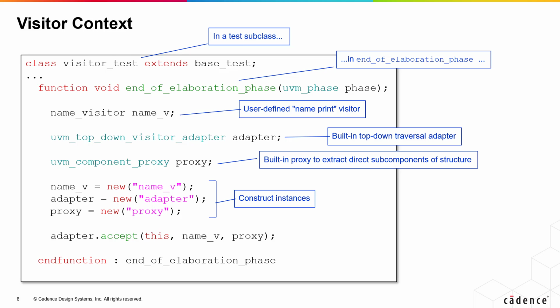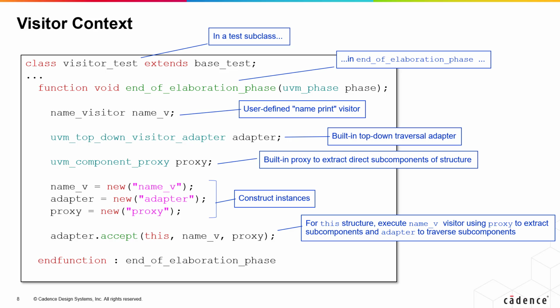We construct the visitor, adapter, and proxy instances. Then we execute the accept method of the adapter. We pass in the starting point for the structure using keyword this, so we start in the test class. Next argument is the visitor instance, and final argument is the proxy. So the adapter will traverse every component under test, top down, to execute the visit method of the name visitor.